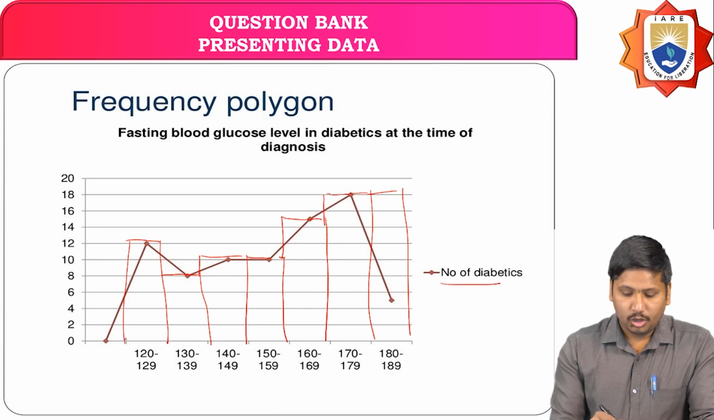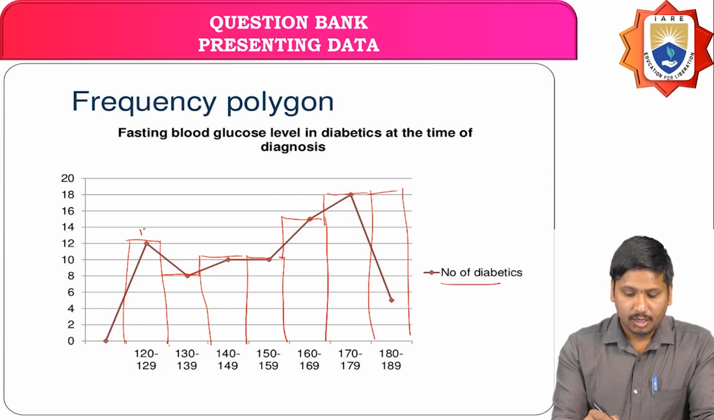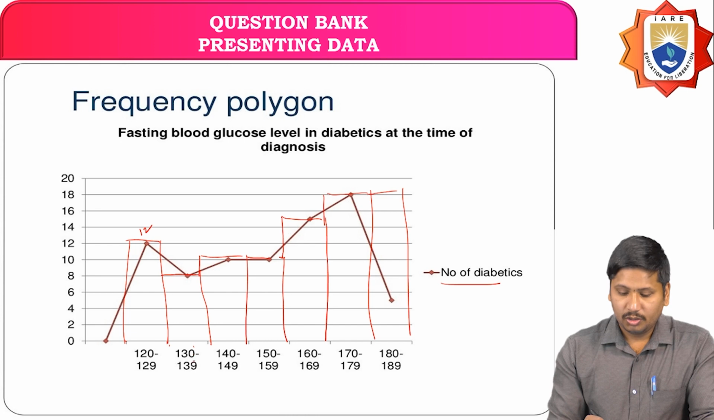So between 120 to 129, how many people are there? Let it be 12. And 130 to 139, it will be 8. And 140 to 149, 12. Sorry, 11. And 150 to 159, 10. And 160 to 169, 15. 170 to 179, 18. And this is also 8.